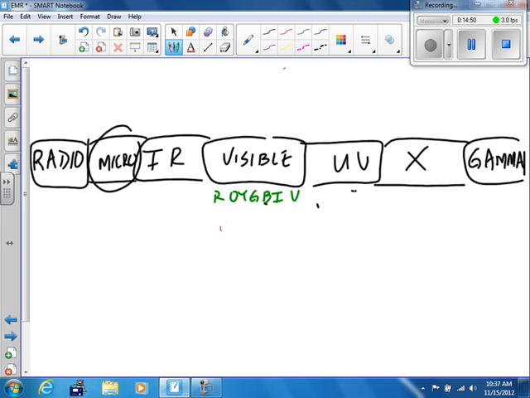Visible light was 4 times 10 to the 14 to 7.5 times 10 to the 14. That's the hardest one to remember because you've got to remember those base numbers. 4 to 7.5 times 10 to the 14 hertz. Anybody remember what microwaves were?